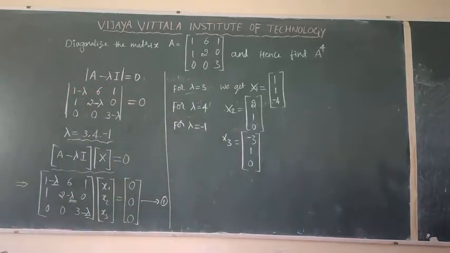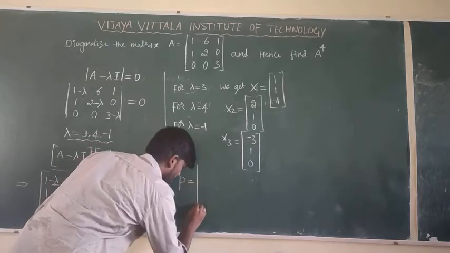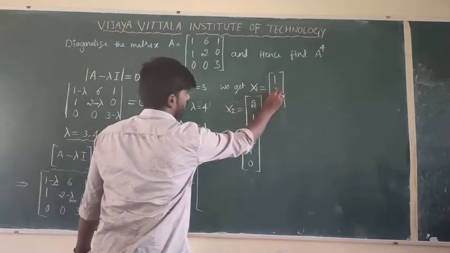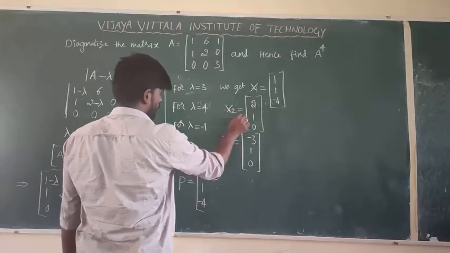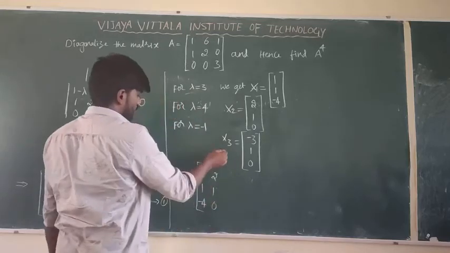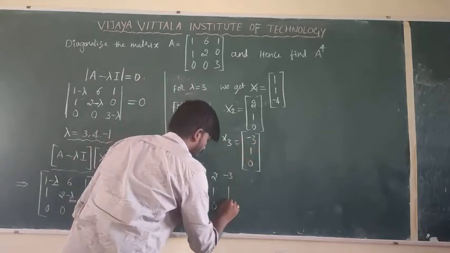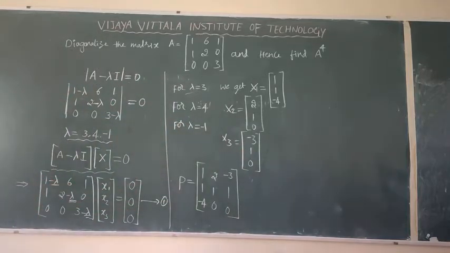After finding the eigenvectors corresponding to the eigenvalues, we construct the model matrix P, which is the set of all eigenvectors. Here, in the first column we write (1, 1, minus 4) as it is, in the second column the second eigenvector (2, 1, 0), and in the third column the third eigenvector (minus 3, 1, 0). This is the model matrix which contains all the eigenvectors.